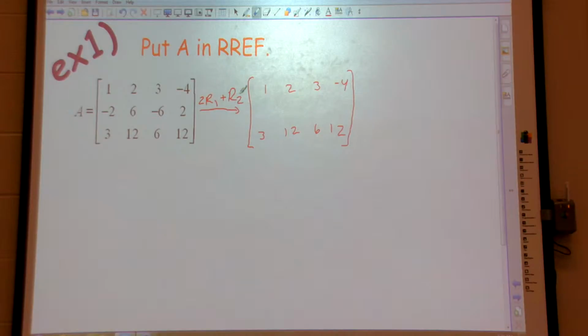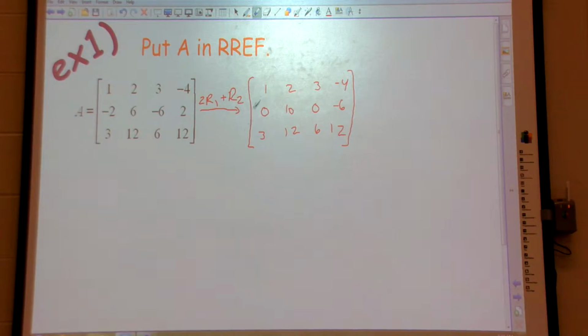Okay. So, 2 times this plus -2 gives me 0. It better, or we did something wrong. 2 times that plus 6 is 10. 2 times this plus -6 is 0. 2 times this plus 2 is -6. You agree with that?